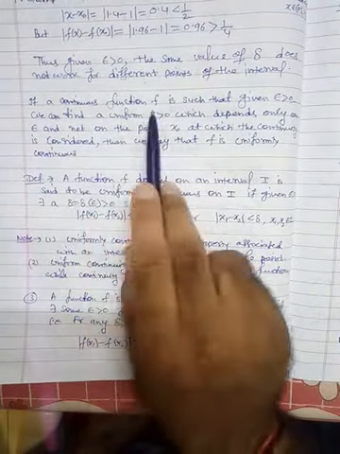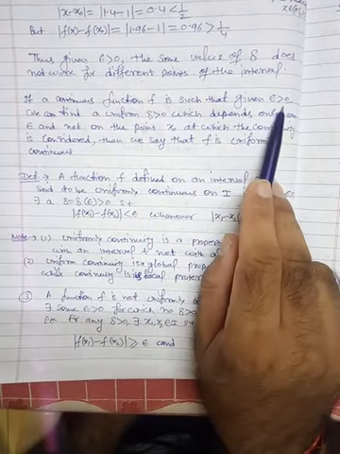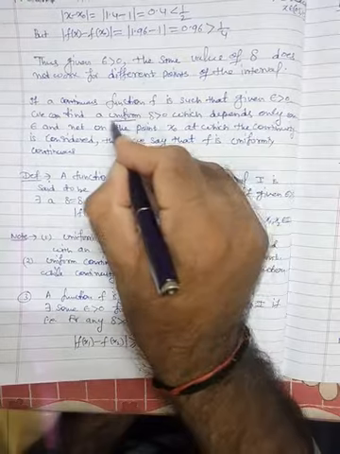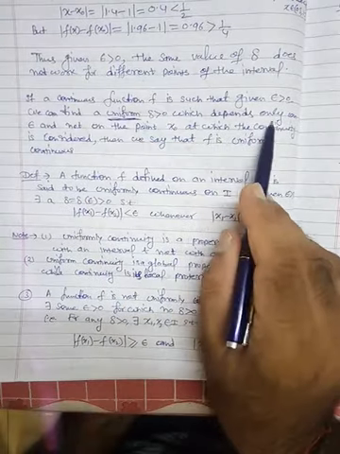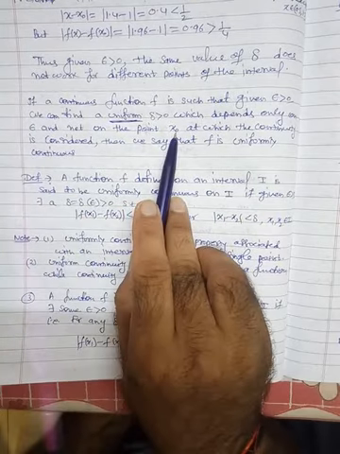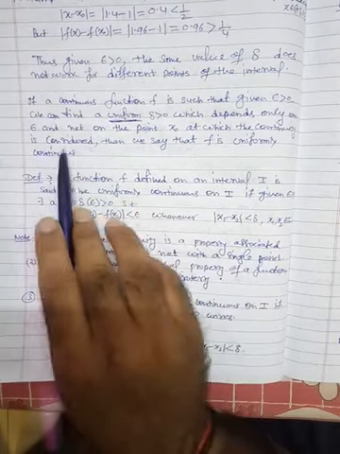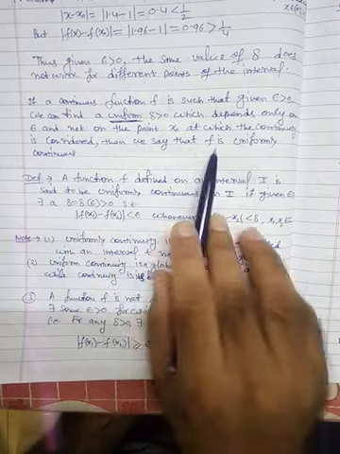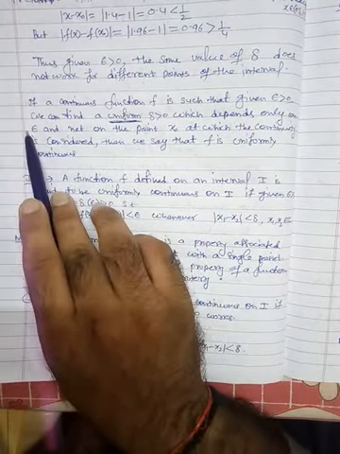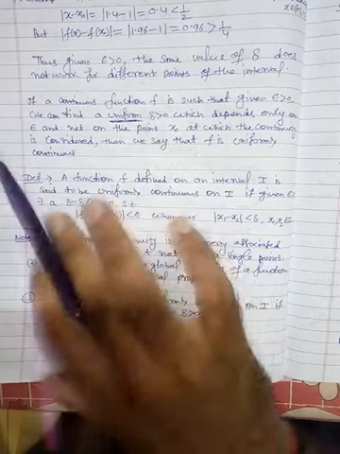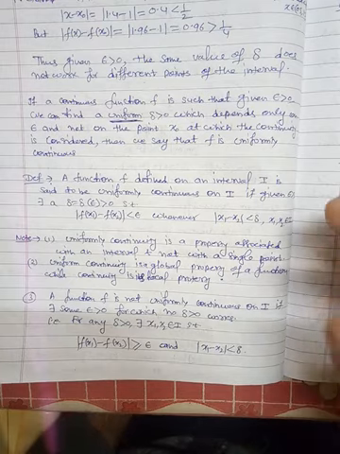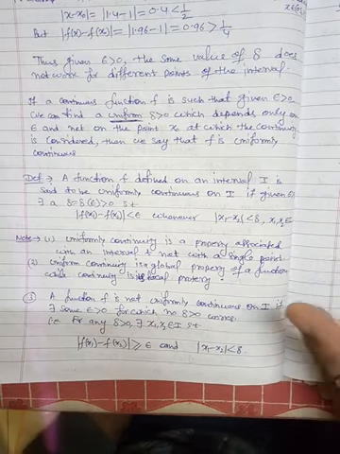So if a continuous function f is such that, given epsilon greater than 0, we can find a uniform delta, and here is the important point, a uniform delta which depends only on epsilon and not on the point x naught at which the continuity is considered, then we say that f is uniformly continuous. अगर हमारा एक एप्सिलॉन के लिए जो भी हमें डेल्टा मिलता है वो सबके लिए वर्क करे यूनिफॉर्मली, देन वी कैन से दैट फंक्शन इज यूनिफॉर्मली कंटिन्यूअस, otherwise continuous only.